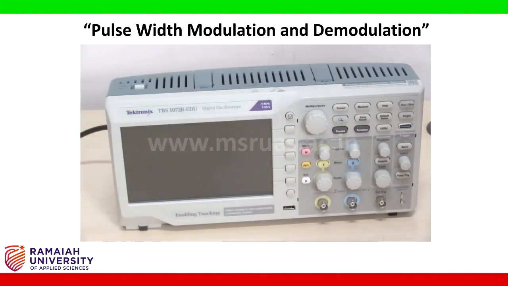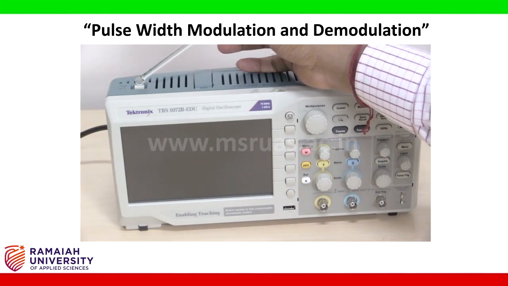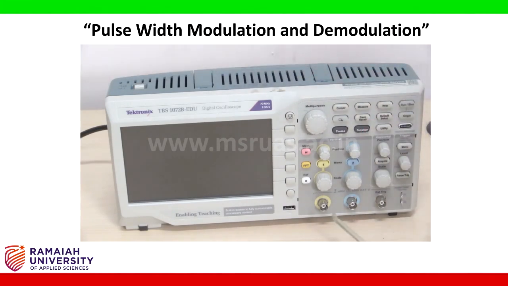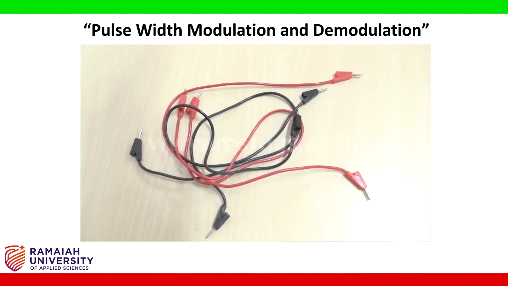Digital oscilloscope. This is the digital oscilloscope. Main power switch of this digital oscilloscope is this one, and this is a two channel oscilloscope, channel 1 and channel 2. These are the magnitude adjusting knobs, these are the horizontal position adjusting knobs and this is the time scale adjusting knob. Probes for the oscilloscope and the connecting wires.